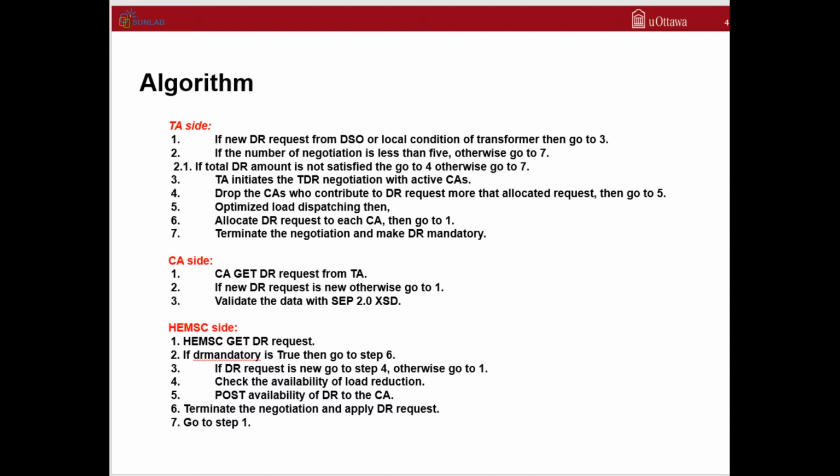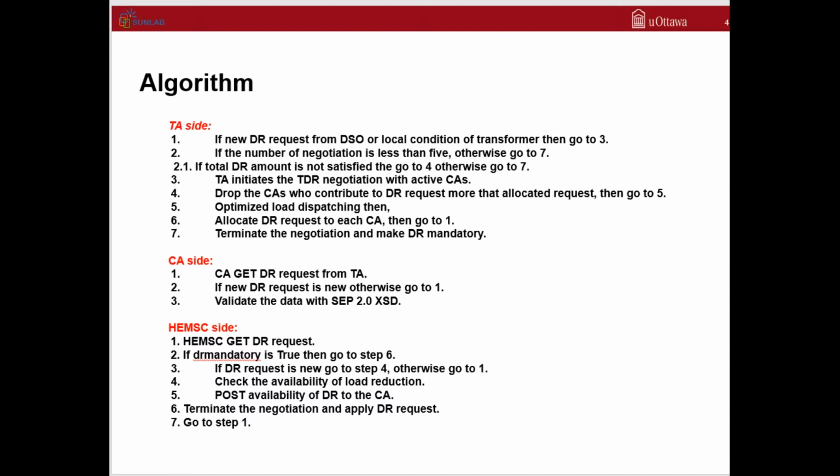So after that, if there is a response, TA or transformer agent drops the CAs who contribute to the DR request more than the allocated DR or demand reduction request, and then we have to optimize the load dispatching. Why are we using optimized load dispatching? Because it's not fair if you distribute the demand request equally between customers.